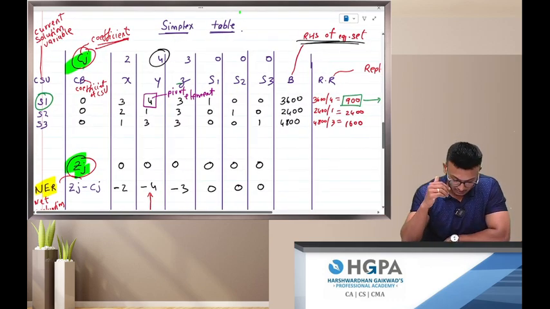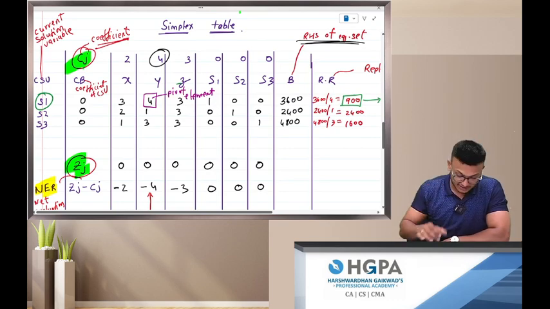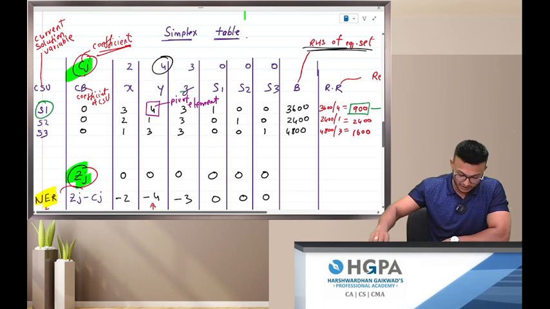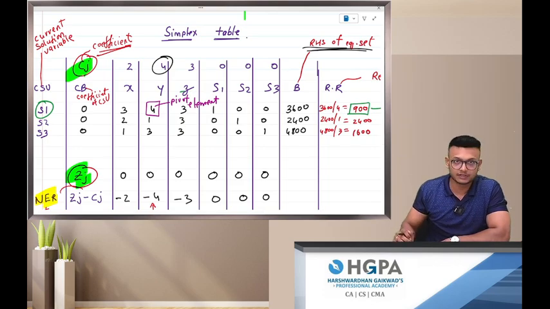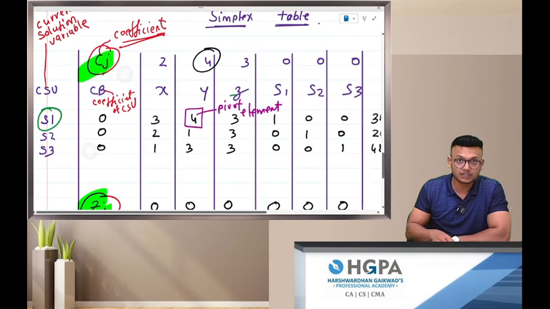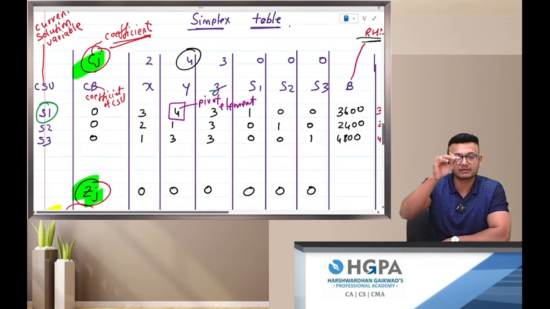I'm explaining it again. See, in the simplex table, the first point comes as Cj, that's the coefficient, and it's very simple. That's the objective function numbers over there, 2, 4, 3, 0, 0, 0. Next is CSV, current solution variable. You have to just write down the variable which you have used. And CB is the coefficient used in the CSV.